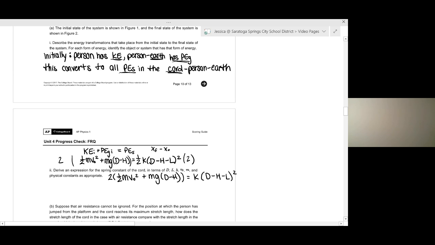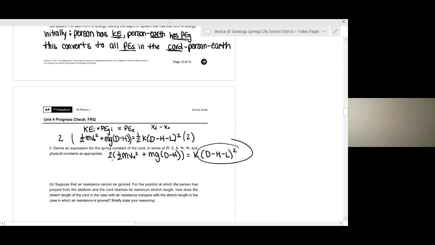So then we're going to divide by everything in this parenthesis here. So I'm going to go ahead and distribute the 2. So I have mv0 squared plus 2mg(d minus h) all over (d minus h minus L) squared equals k. And that's the final answer. And if that's not the ugliest equation you've ever seen in your life, then I don't know what is.